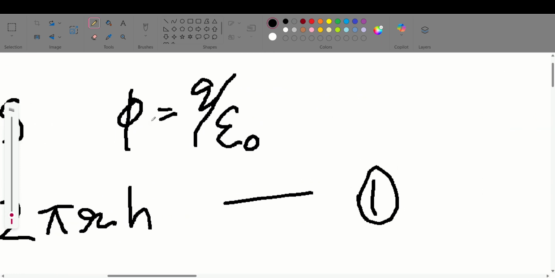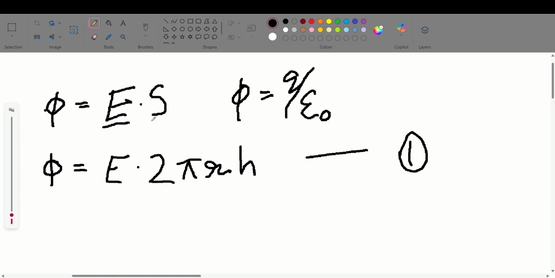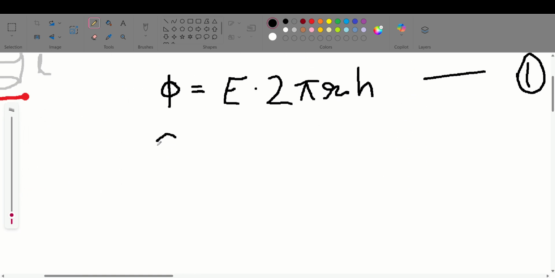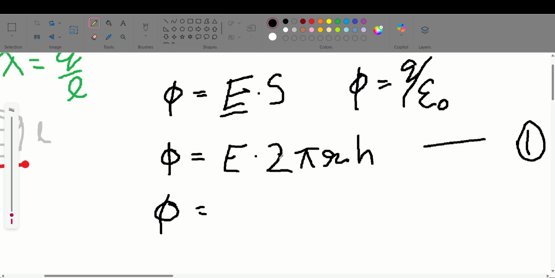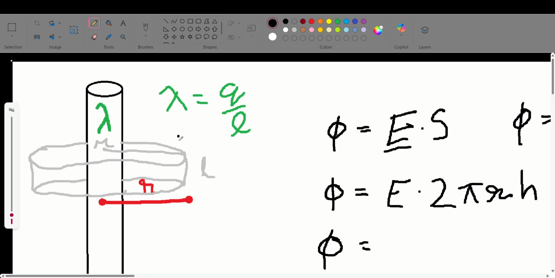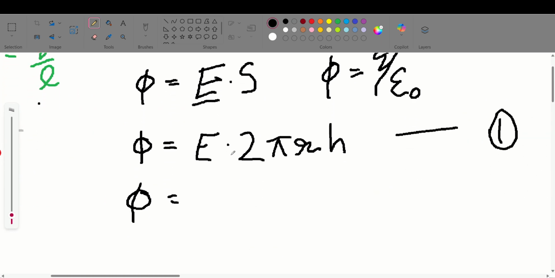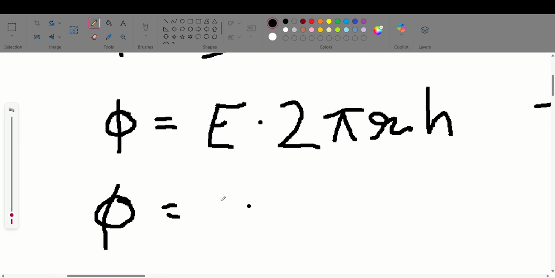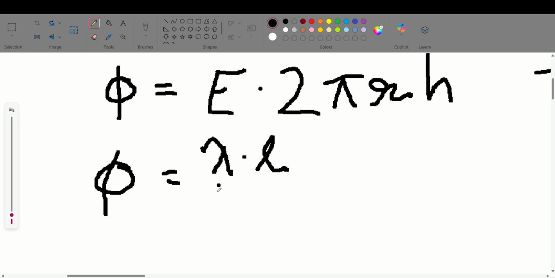Now let's use the second equation, phi equals Q by epsilon naught, and do something with that as well. The value of Q here is going to be equal to lambda times L. Since we defined lambda as q by L, we can multiply L on both sides. So we get q is equal to L times lambda. So this is going to be lambda times L divided by epsilon naught.